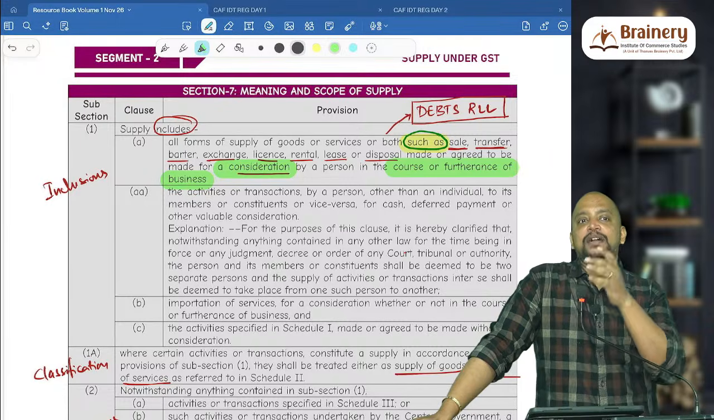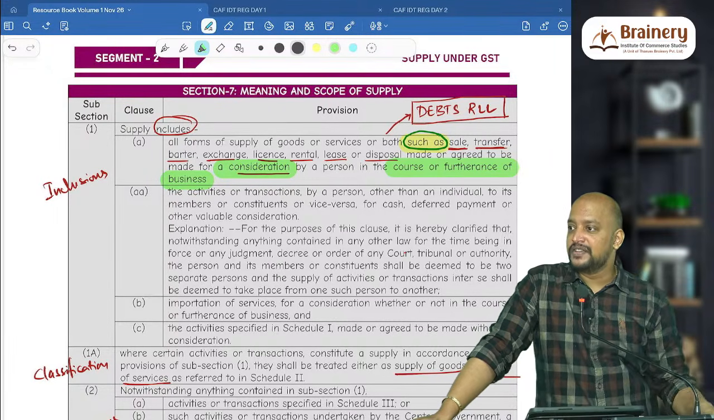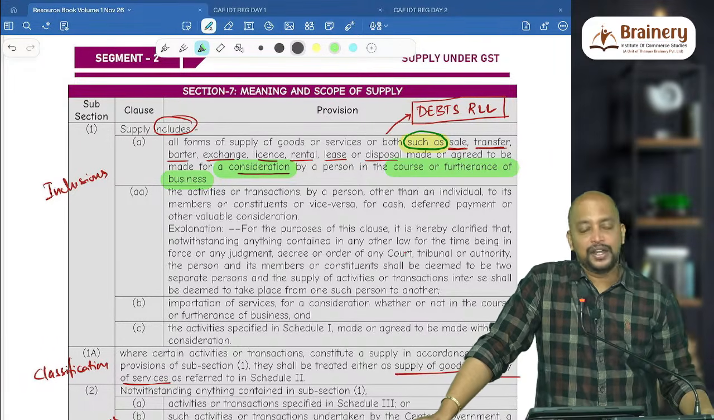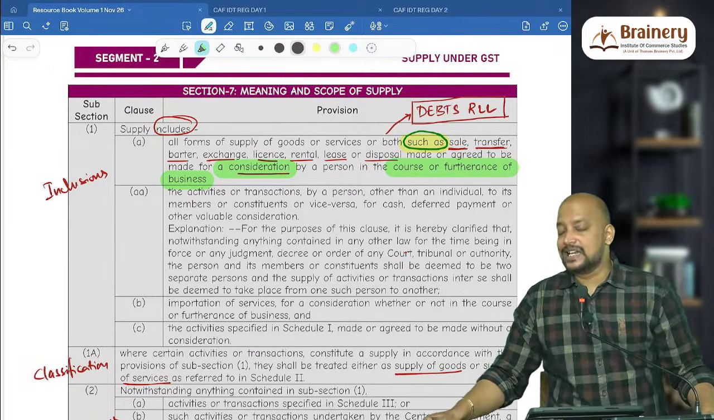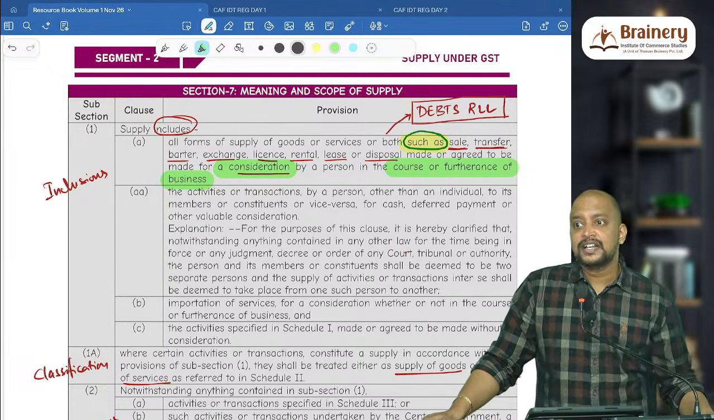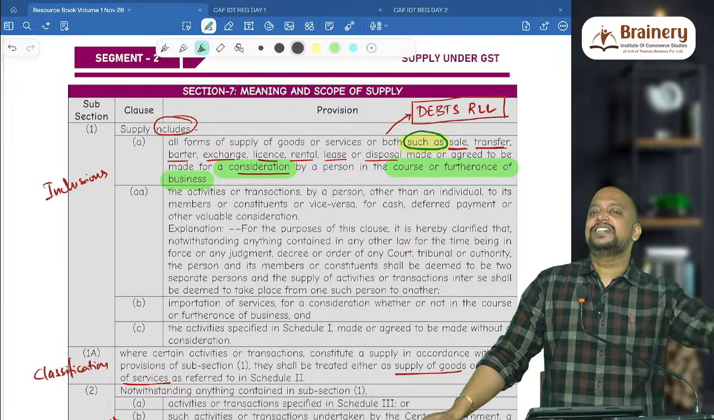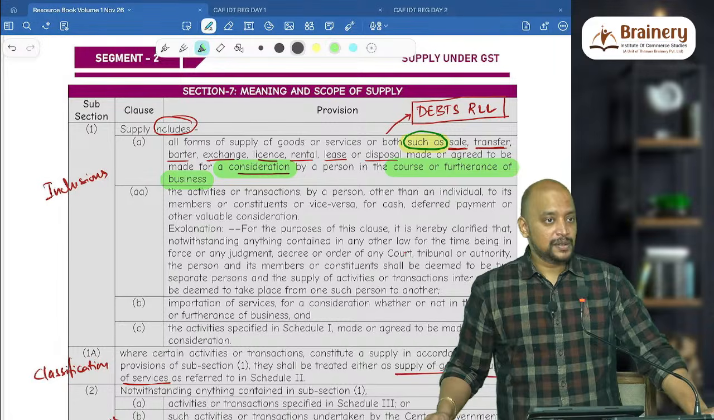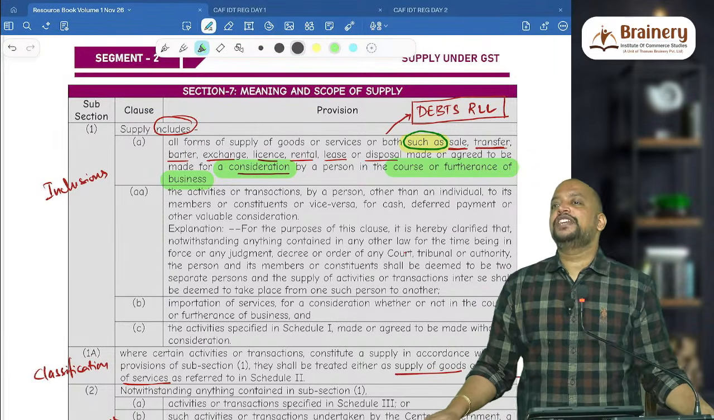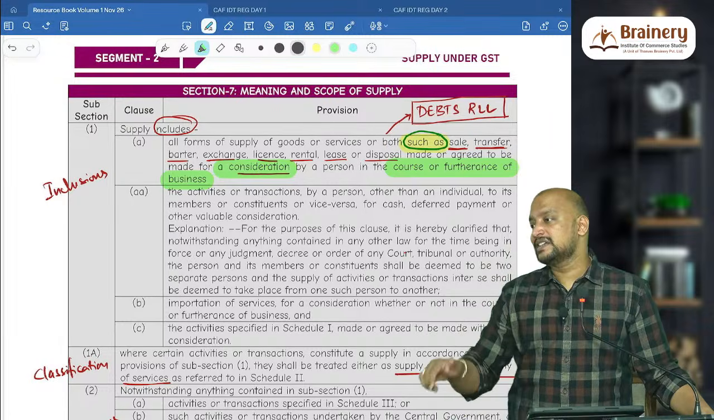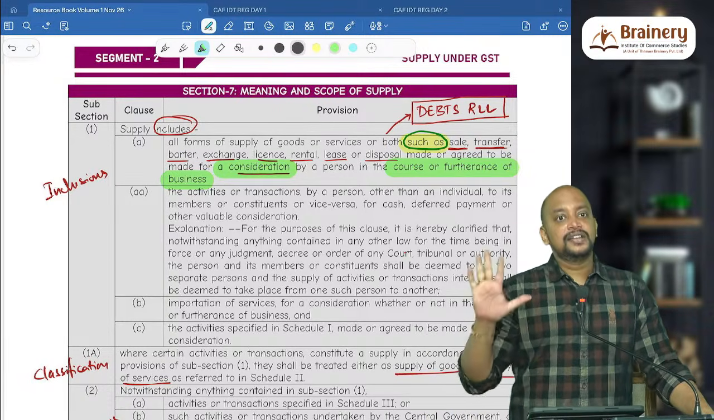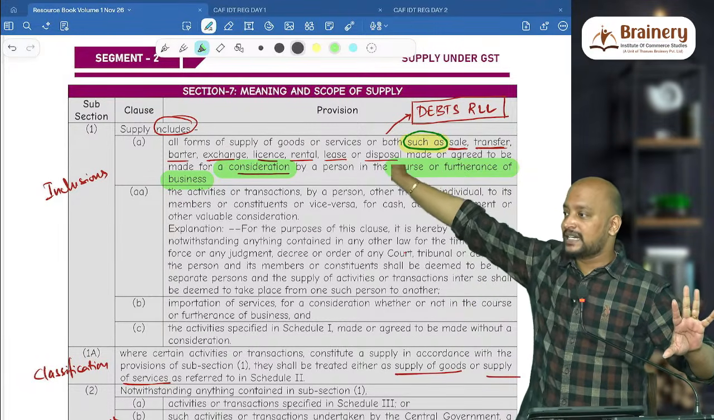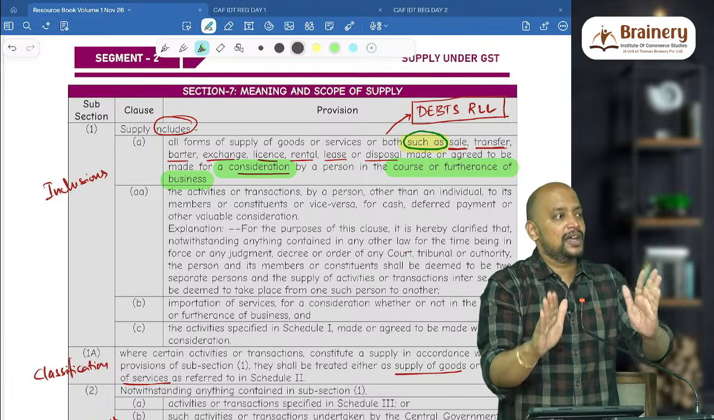And suppose it is in the course or furtherance of business, but there is no consideration. For example, I am taking classes on YouTube, revision batch, etc., and I am not getting any money out of it. Now, is it an activity? Yes. Course or furtherance of business? Yes. But for a consideration? No. So consequently, it is not a supply. For example, if I am enabling ads and getting ad revenue, will it become supply? Yes, because consideration is there. And should I pay GST on that? Yes. So first, when we are discussing the supply chapter, don't bother about whether it is taxable or exempted. Let's focus on whether it is supply or not a supply.